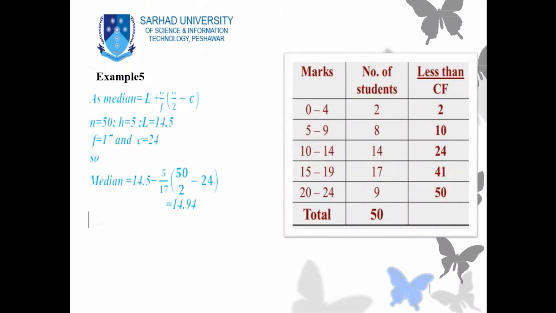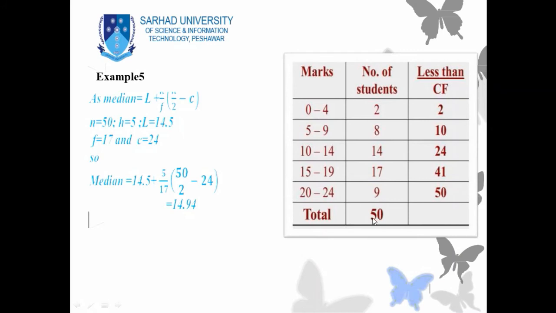Number of students and the cumulative frequency. But dear students, first of all write the class boundary for each class, and then find the class in which the median lies. Here the median lies in the class with cumulative frequency 41. These are the cumulative frequencies. In this data we have 50 students.